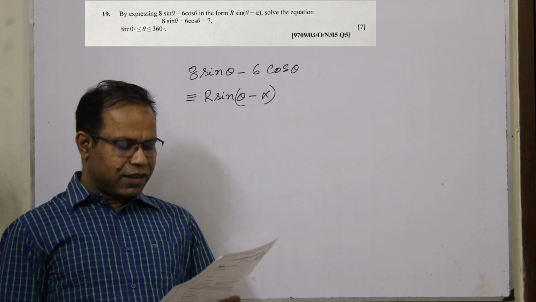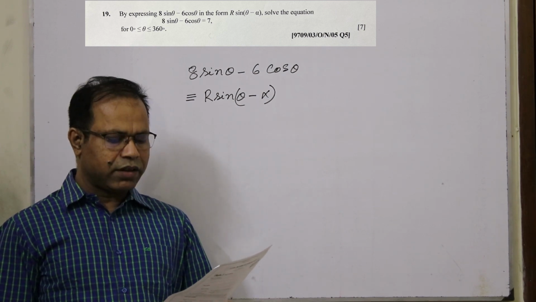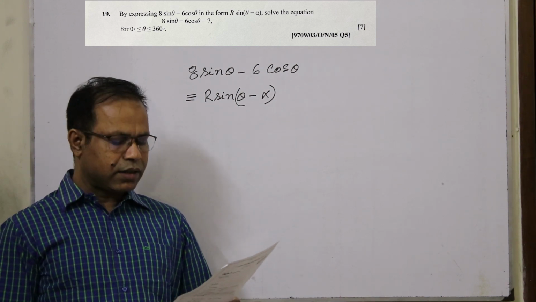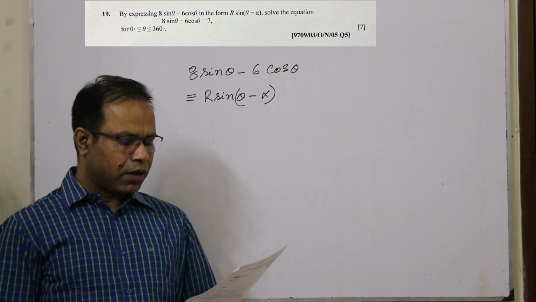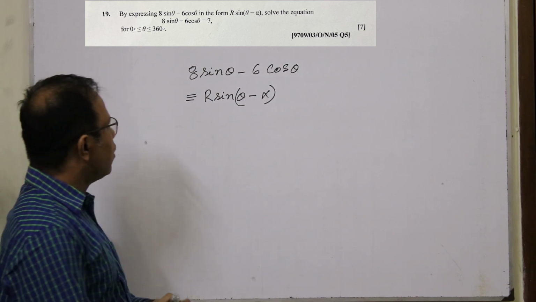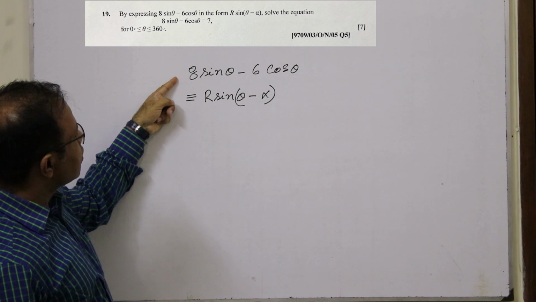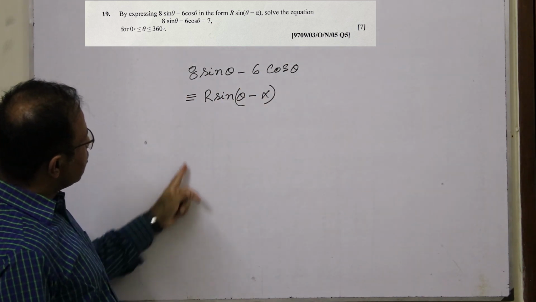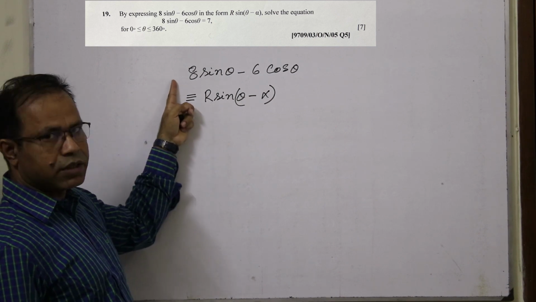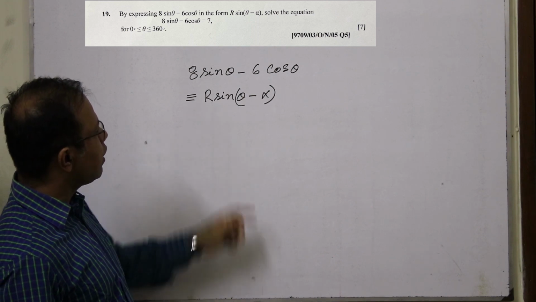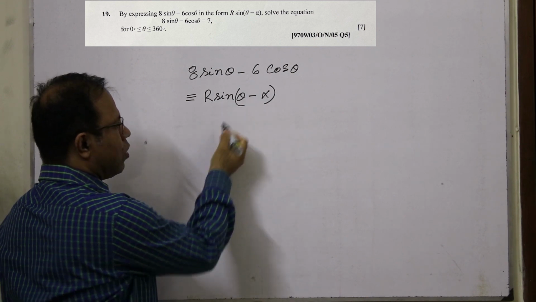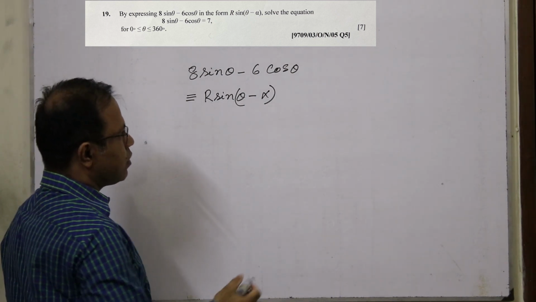By expressing 8 sine theta minus 6 cos theta in the form r times sine of theta minus alpha, solve the equation 8 sine theta minus 6 cos theta equals 7 for 0 to 360 degrees. So here we have 8 sine theta minus 6 cos theta. We have to express this expression in the form r times sine of theta minus alpha. To express it in this form, we need to know some standard identities.